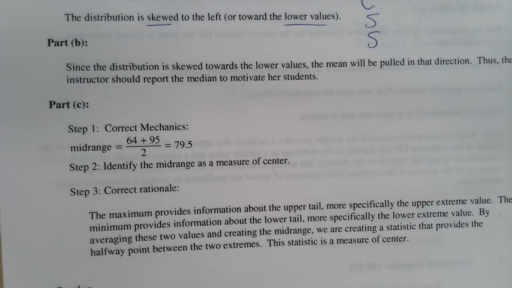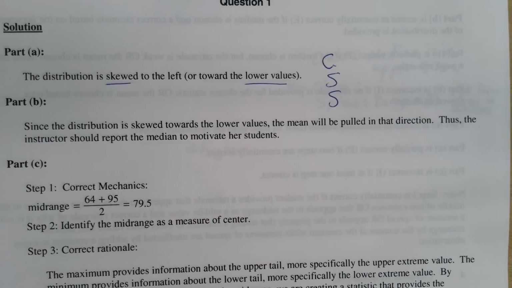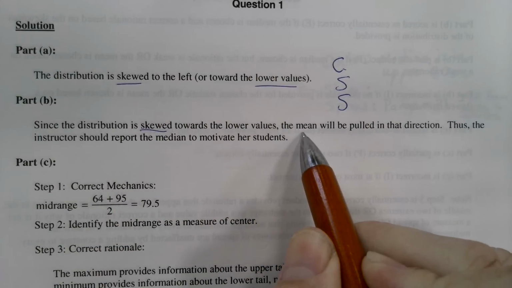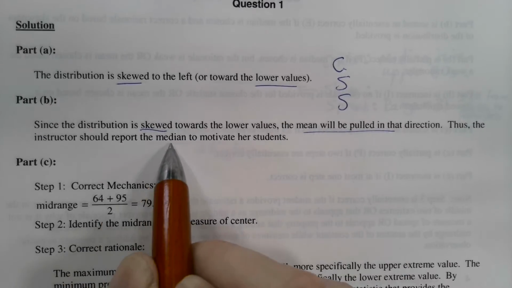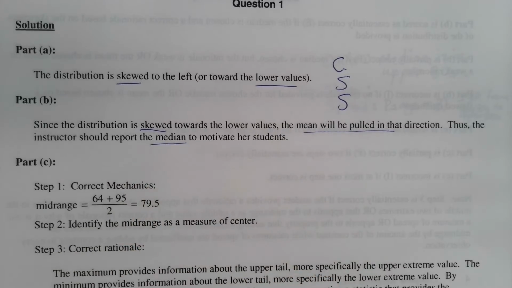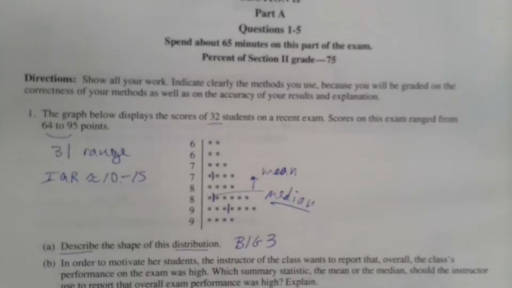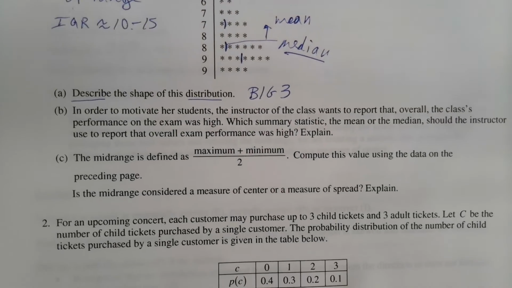And let's see what they said on the scoring guide. They said, since the distribution is skewed, the mean will be pulled in that direction. So the instructor should report the median if she wants to motivate her students. She wants to show that she has a high number of students in those upper values. All right.